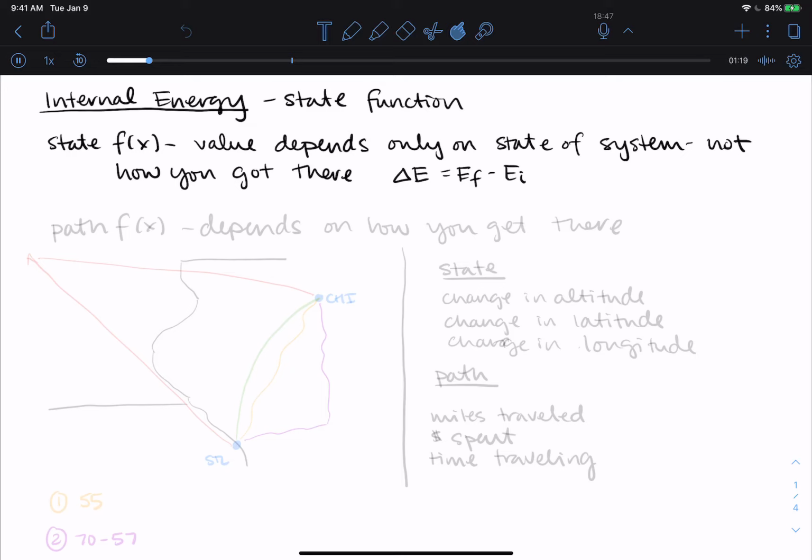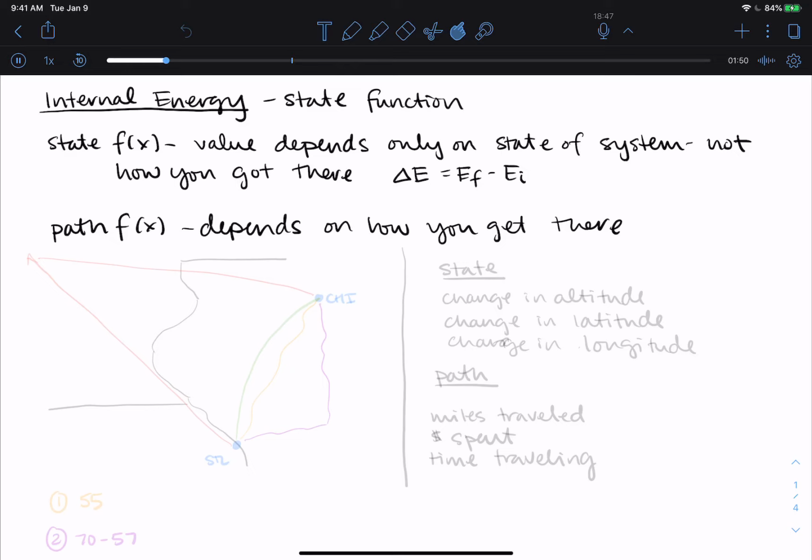So now the opposite of that, something where it does matter how you get there, that's a path function. Okay, so I think that we should look at an example of some state functions and path functions just so that you have this down.